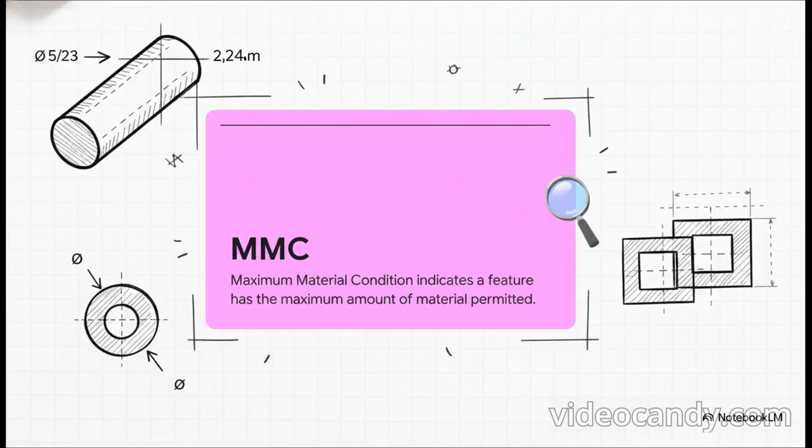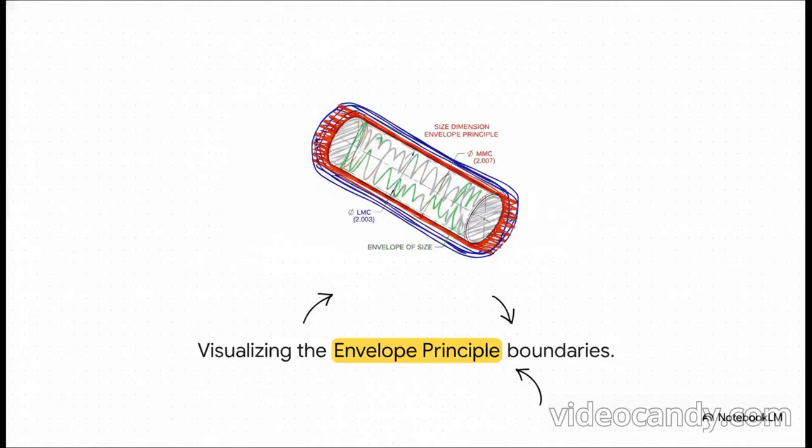Section 5. Modifiers and envelope principles. All right, let's get into some of the advanced grammar of GD&T. One of the most powerful tools we have is the material condition modifier, and the most common one you'll see is maximum material condition, or MMC. MMC indicates that a part contains the absolute maximum amount of material permitted within its stated tolerance limits. So if you're making a pin, it's the largest acceptable diameter. If you're drilling a hole, it's the smallest acceptable diameter.